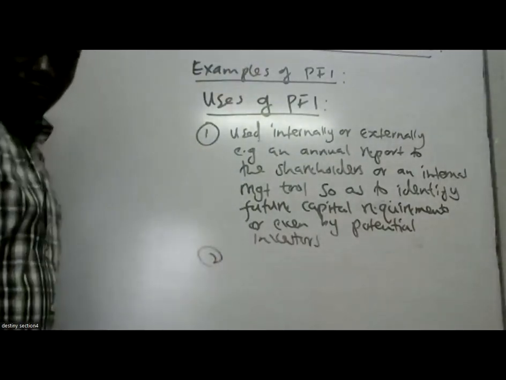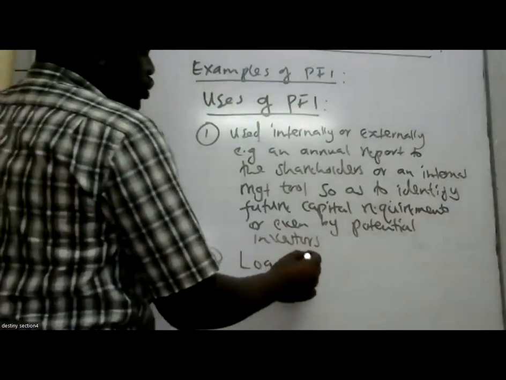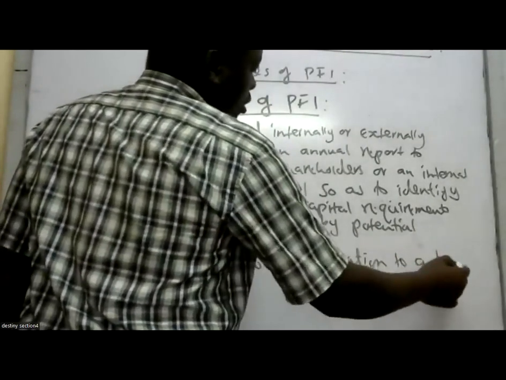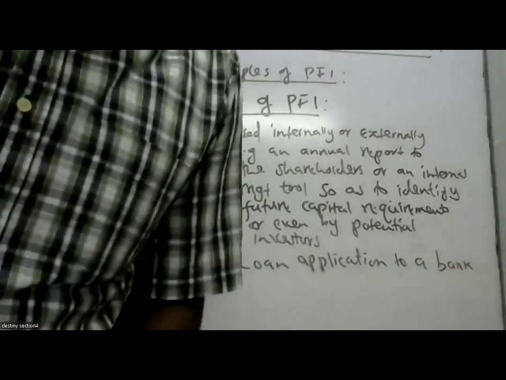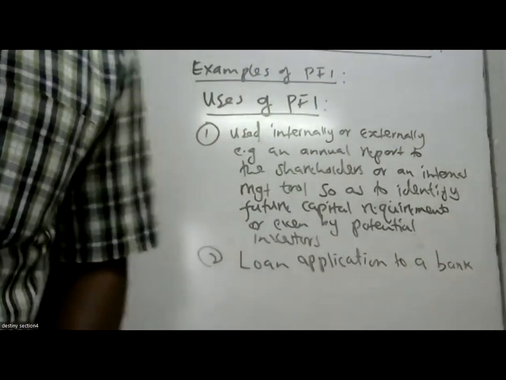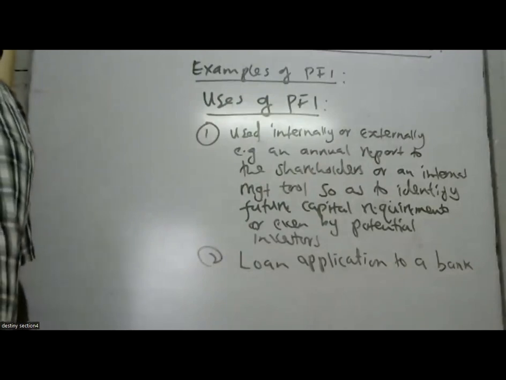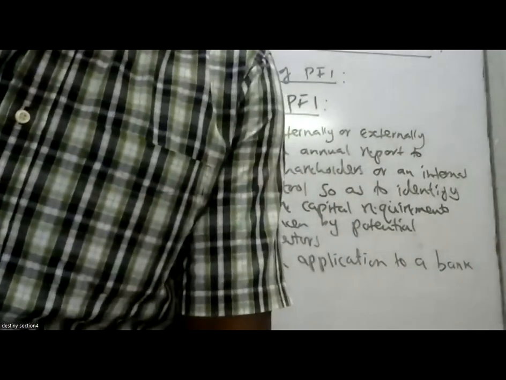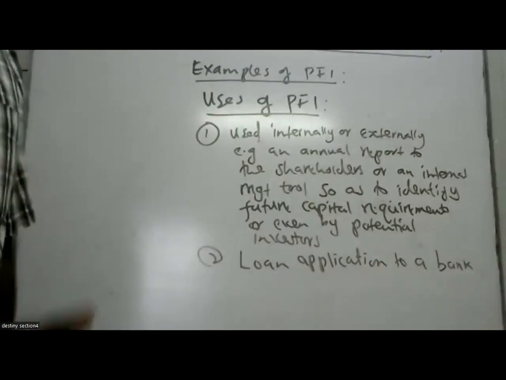Number two, for a loan application to a bank. They can be used for a loan application to a bank, so as to support the application. The bank may call for those statements to be examined by an independent auditor, and give out their assurance.